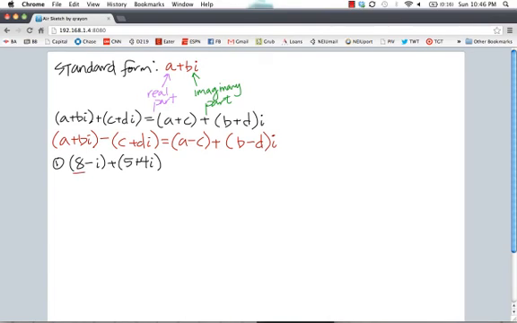Now we're going to combine our real components. Notice that this is addition, so we're going to add our real components together. Then we're going to combine our imaginary components together. Now up front here is an imaginary 1, so this is negative 1 plus 4i. 8 plus 5 is 13, plus negative 1 plus 4 is 3i.